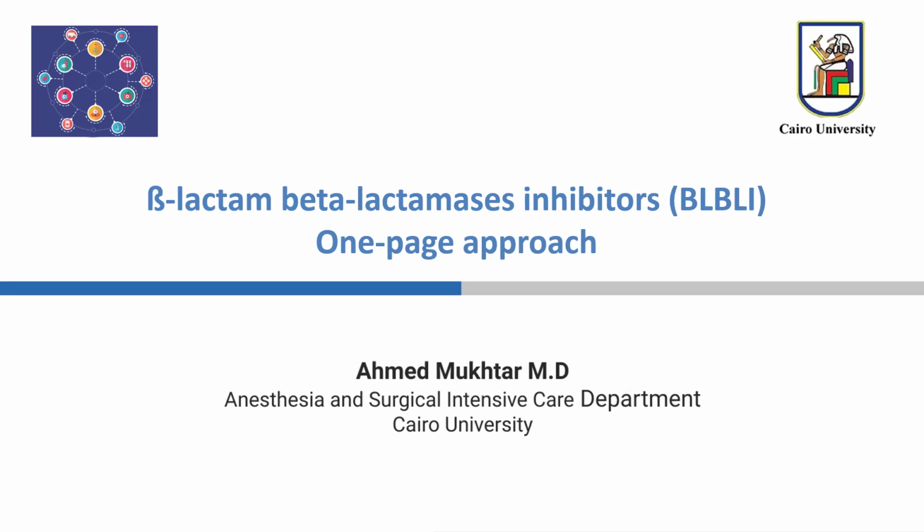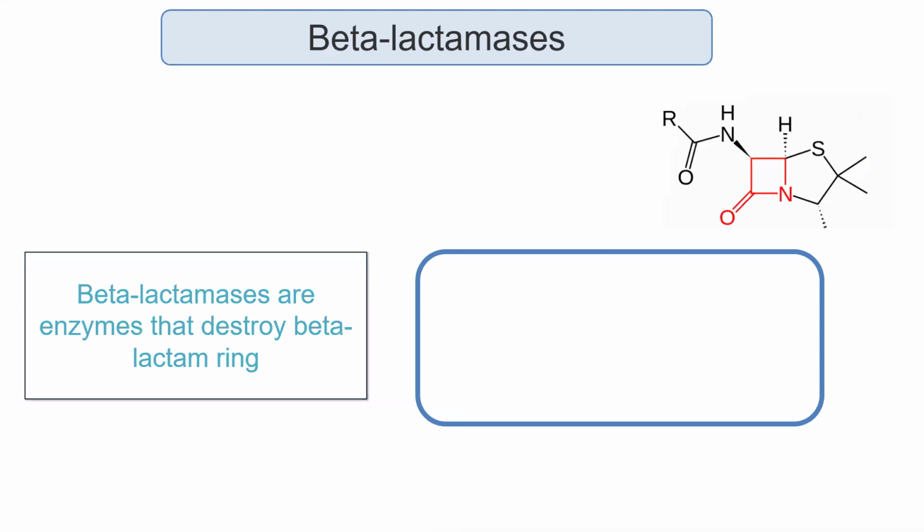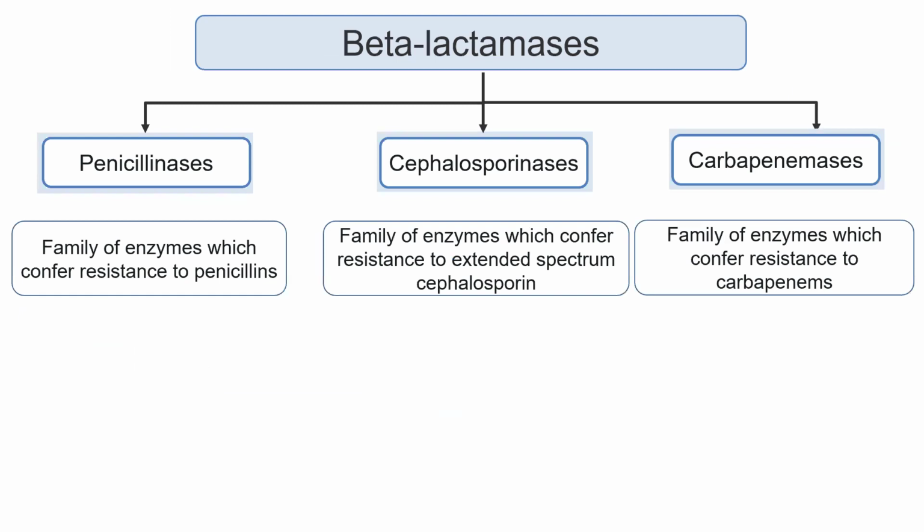In this lecture, we'll discuss the beta-lactam, beta-lactamase inhibitors. Beta-lactamases are enzymes that destroy the beta-lactam ring. When the ring is destroyed, the beta-lactam antibiotics lose their action. And we have a broad classification of the beta-lactamases.